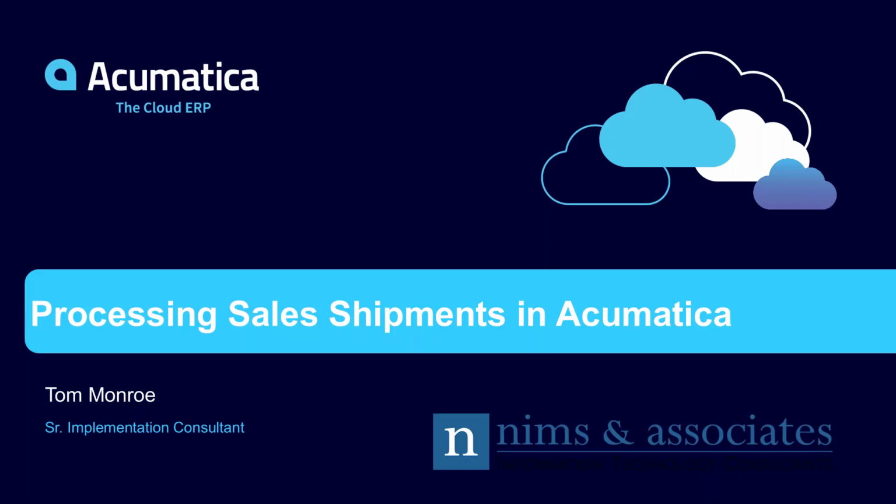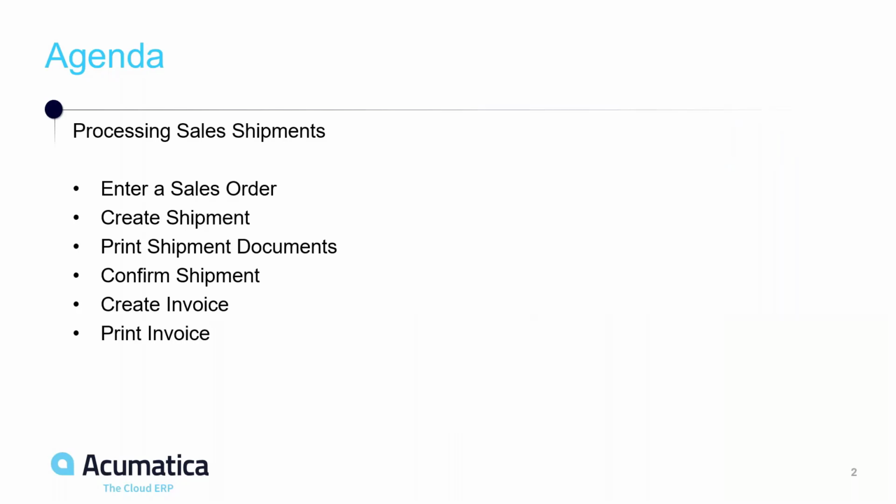Today, we're going to take a look at processing sales and shipments in Acumatica. Let's go ahead and take a look at our agenda. So we're going to enter a sales order. We're going to create a shipment from that sales order, print shipment documents. Then we're going to confirm the shipment. And from that shipment, we'll create an invoice. And then I'll show you what the invoice looks like as well.